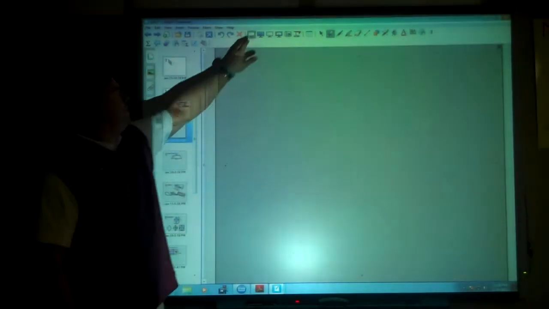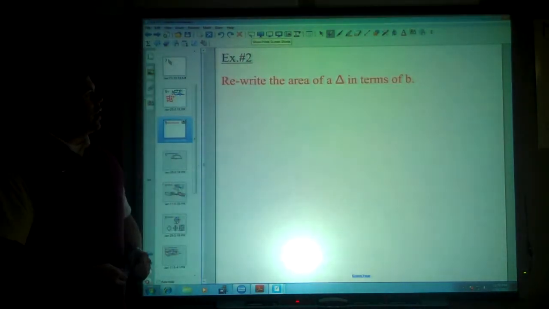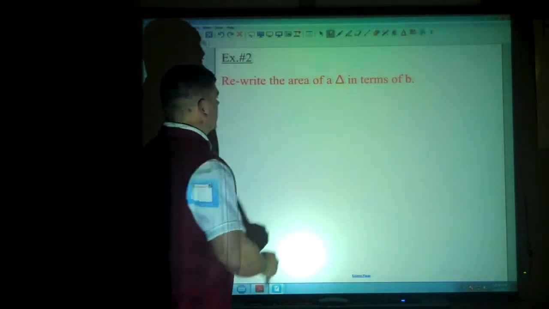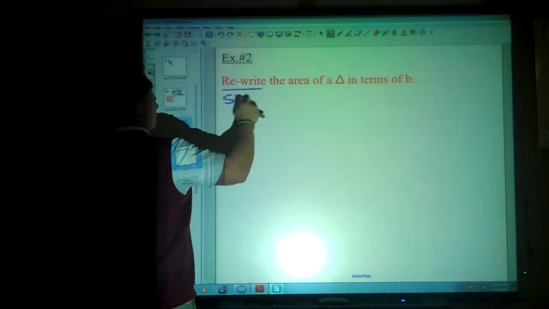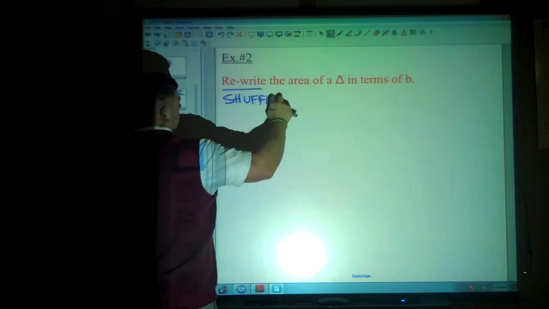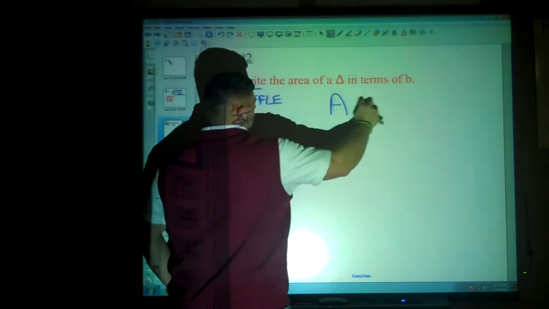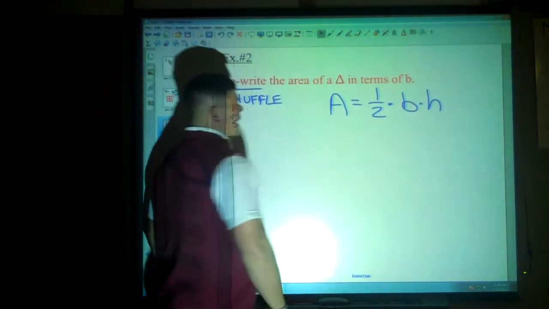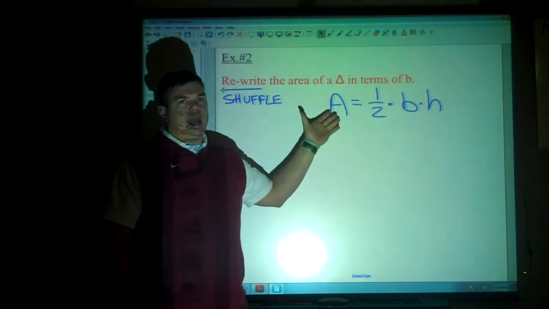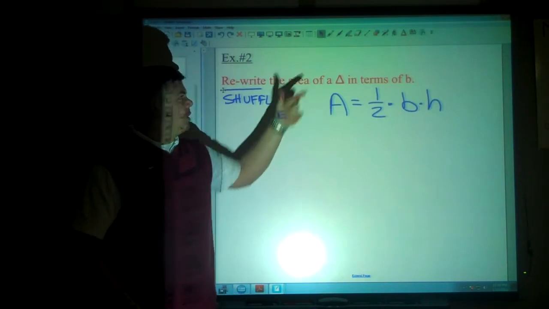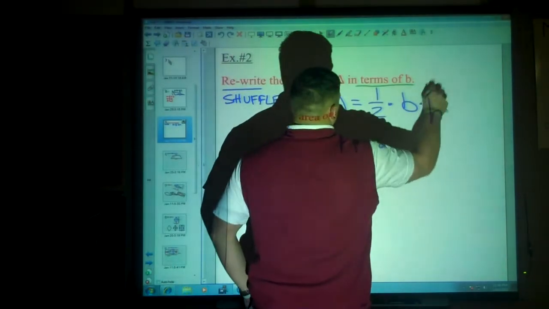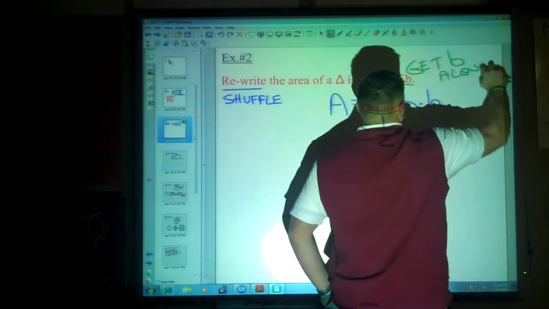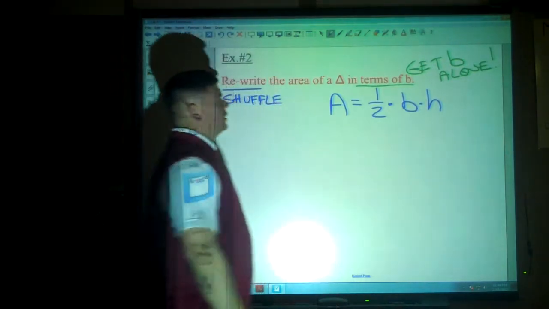All right, next one. Rewrite the area of a triangle in terms of B. Rewriting means to play the shuffling game: we want to move stuff around. The area of a triangle is 1/2 the base times the height. Right now, the area formula is written in terms of A, which means A is alone. So in terms of B means get B alone.